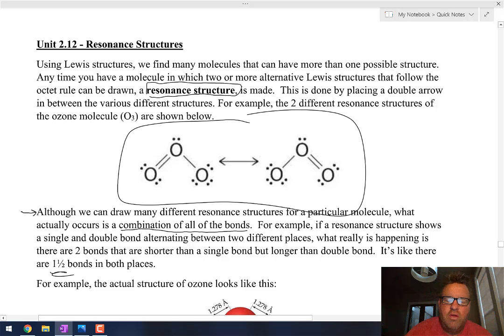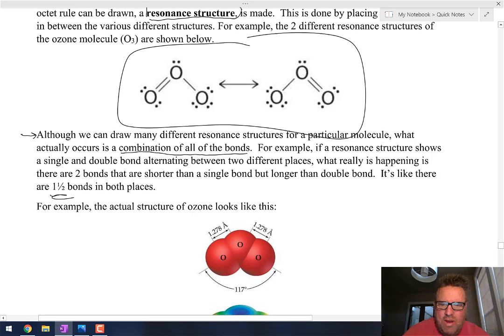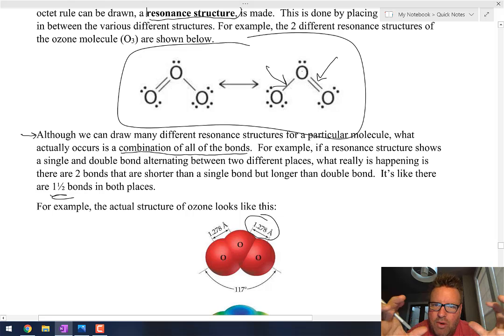Now, how do we know that? Well, a lot of times we can look at the actual molecule and go, wait a minute. Here's O3 right here. Here's the actual molecule. This number right here is the bond length. What scientists do know is that double bonds are shorter than single bonds. Because there's 4 electrons, it pulls those atoms closer together. So double bonds are shorter than single bonds.